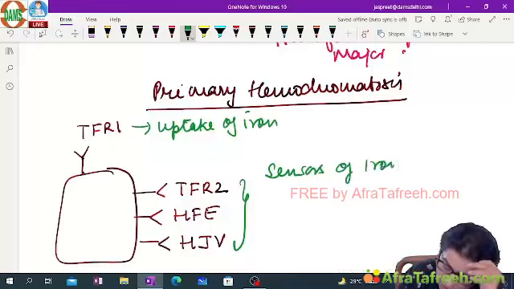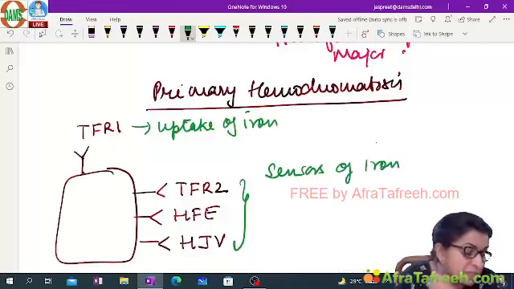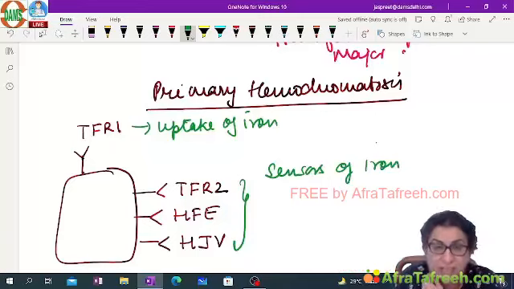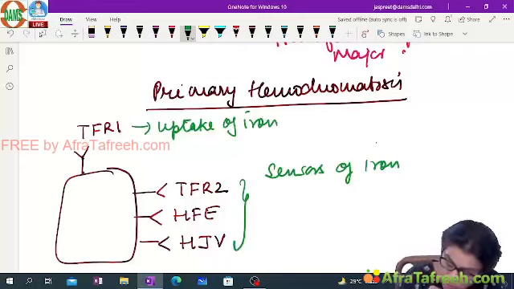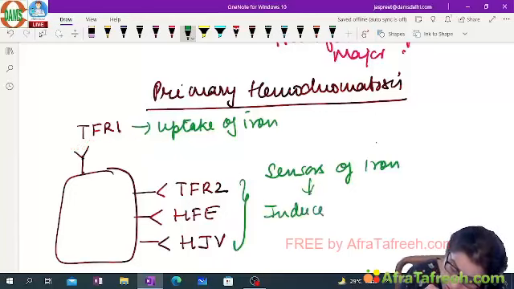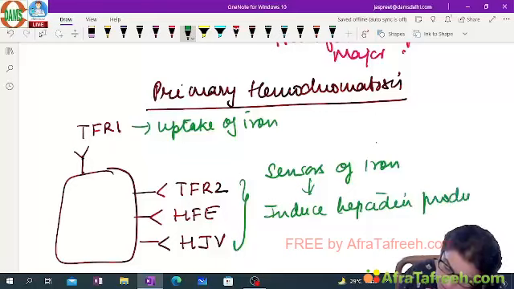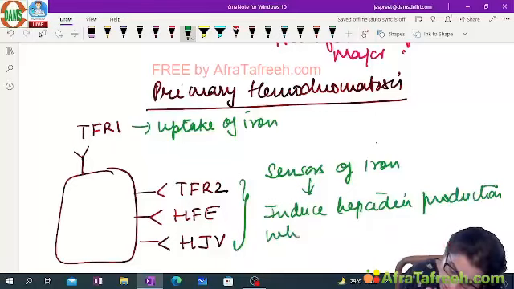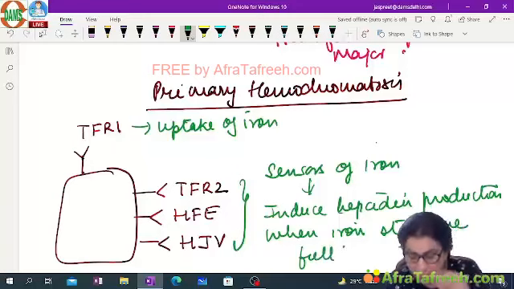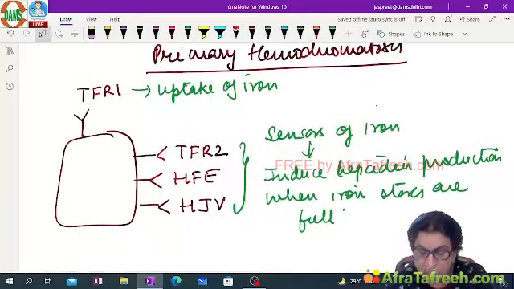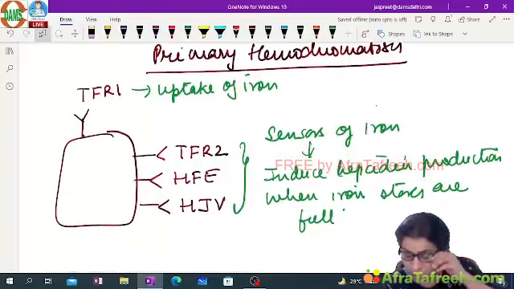These three receptors are sensors of iron. They are not for uptake of iron. They are sensors of iron, and they induce hepcidin production when iron stores are full. So when iron stores in the body are full, these three, transferrin receptor 2, HFE and HJV, will lead to hepcidin production.